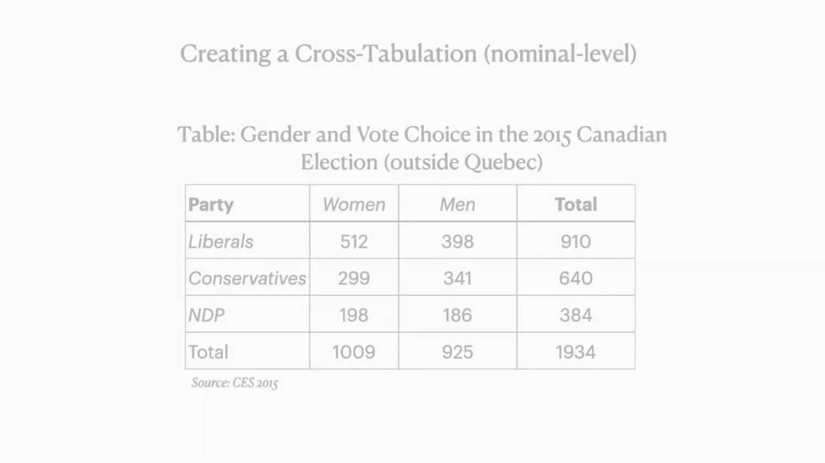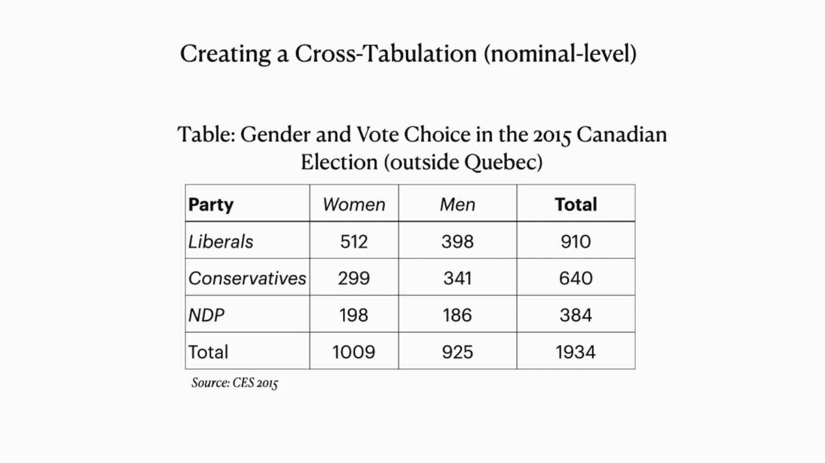So you've seen the basic template for a crosstab. Now I want to show you what it looks like when we actually start to put data in it. On your screen here, you can see a table from the 2015 Canadian election. Here I'm looking at women and men and vote choice. You can see from the table, the title says gender and vote choice in the 2015 Canadian election, outside Quebec. Just as an aside, anybody who wants to study vote choice in Canada, you either need to look at it inside Quebec or you need to look at it outside of Quebec, but you can't do both at the same time.